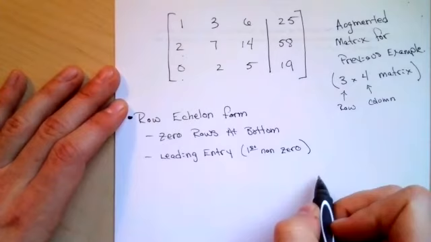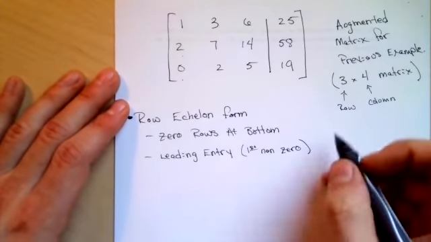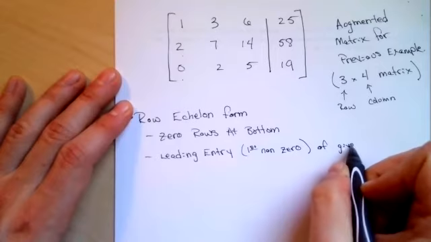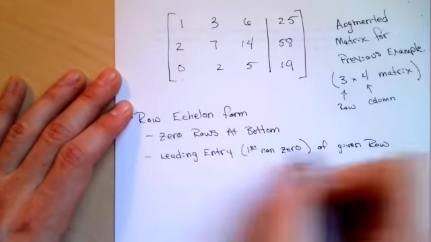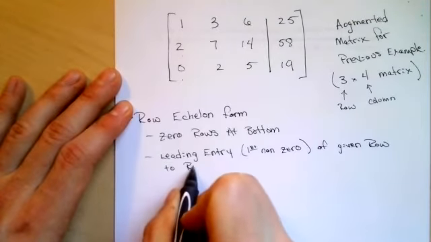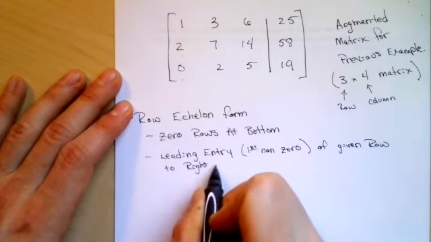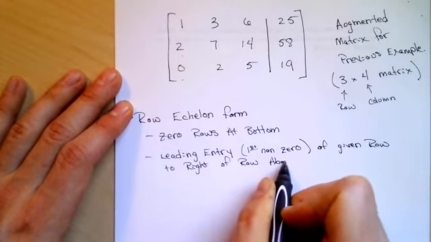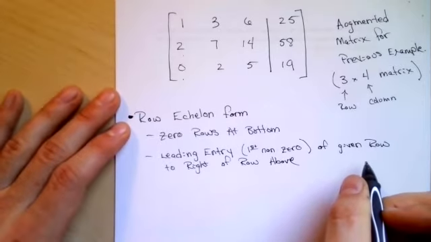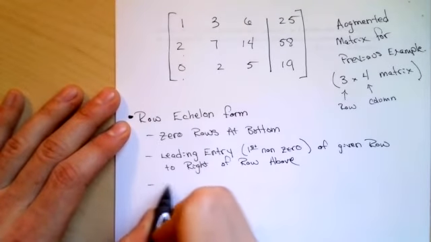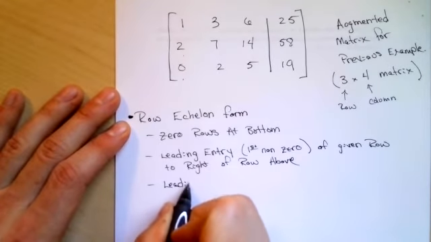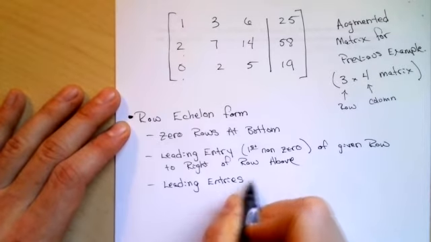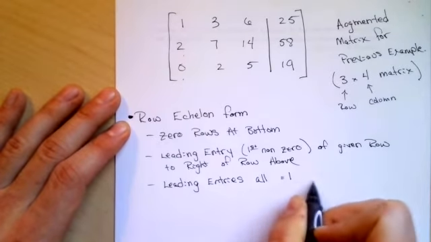So we want the leading entry of any row to be to the right of the row above. And moreover, we want the leading entries all equal to 1.